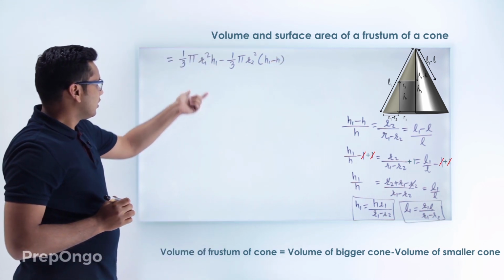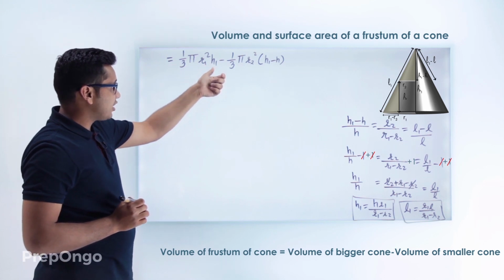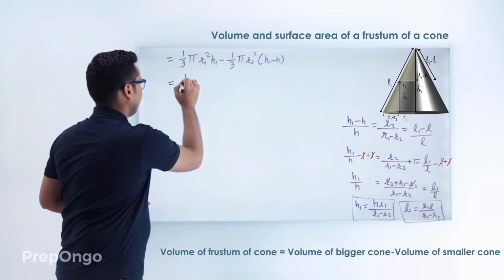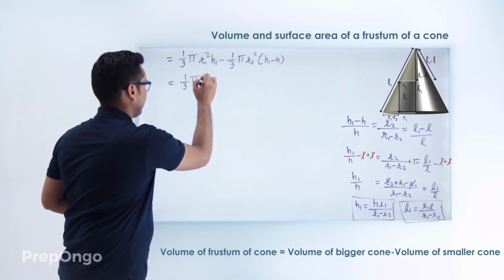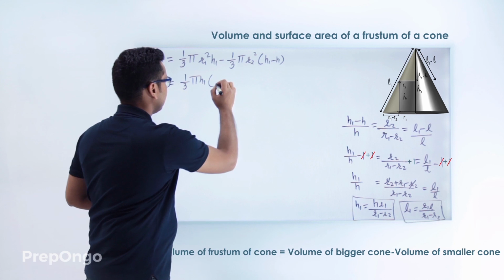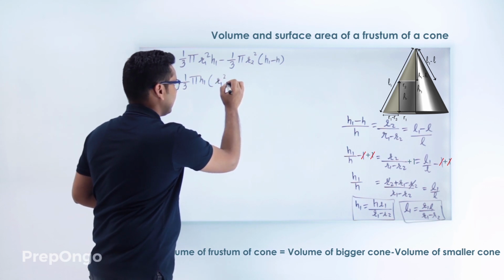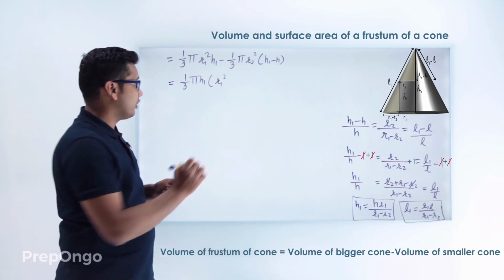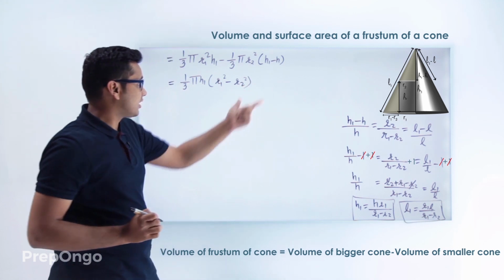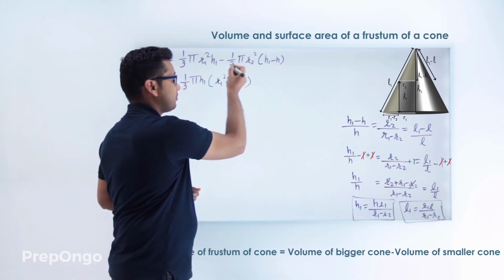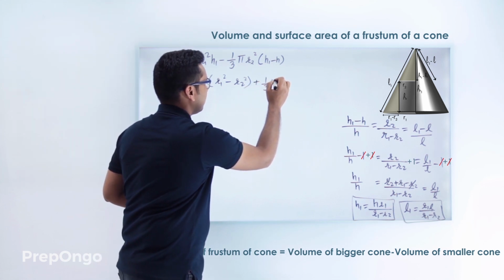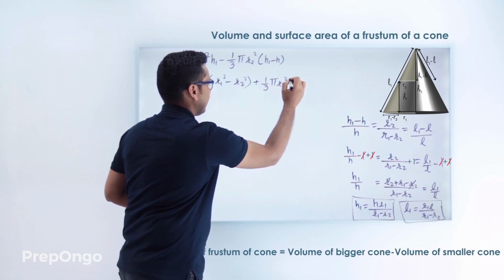Now if I take 1 by 3 pi H1 common from these two terms, we will get 1 by 3 pi H1. This I had taken common from the first term and second term. So what will remain? Here will come R1 square, and this is minus in between, so we'll get the minus sign and this is R2 square. And this third term will remain. So this will be minus minus plus. So we can write down plus 1 by 3 pi R2 square H.